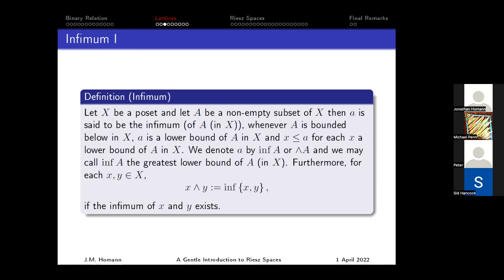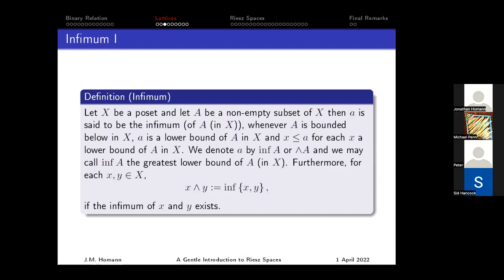So we now define the infimum, the generalization from the real numbers to any poset. We'll say if X is a poset and A is a non-empty subset of X, then little a is said to be the infimum of A in X whenever A is bounded below in X, little a is a lower bound of A in X, and x is dominated by little a for each x a lower bound of A. So then we'll denote this infimum by inf A, or we'll use the lattice notation, meet A, and we may call the infimum of A the greatest lower bound of A in X.